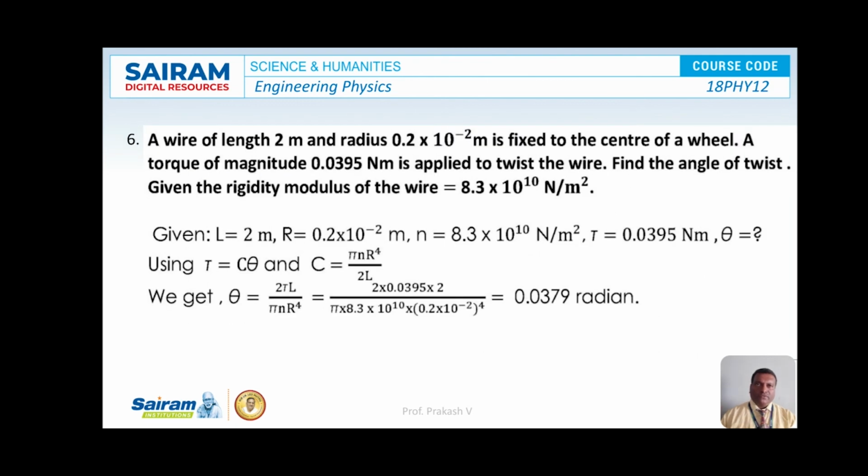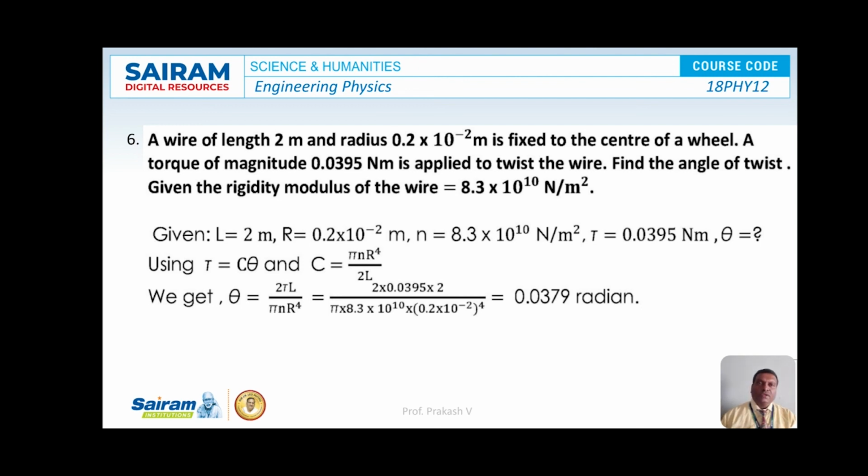Now the problem number 6 is a wire of length 2 meter and radius 0.2 into 10 to the power of minus 2 meter is fixed to the center of a wheel. A torque of magnitude 0.0395 Newton meter is applied to twist the wire. Find the angle of twist. Given the rigidity modulus of the wire is 8.3 into 10 to the power of 10 Newton per meter square. So this is the problem.